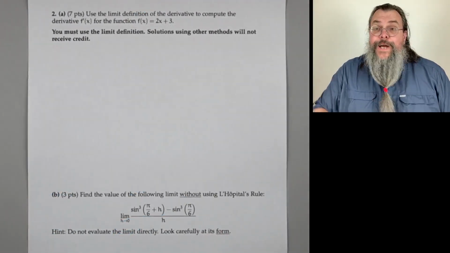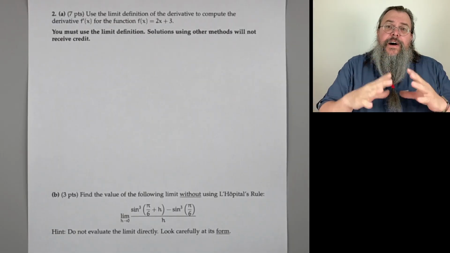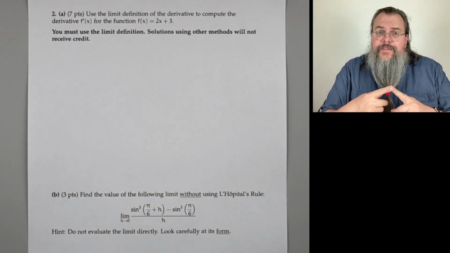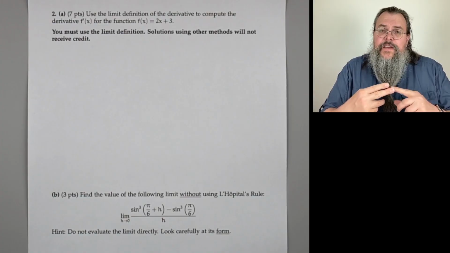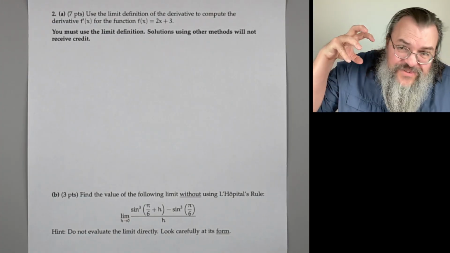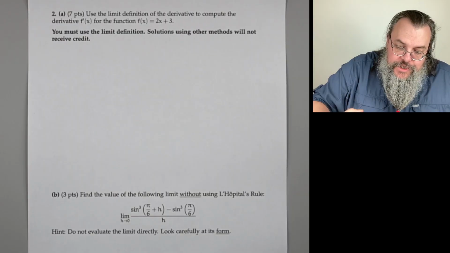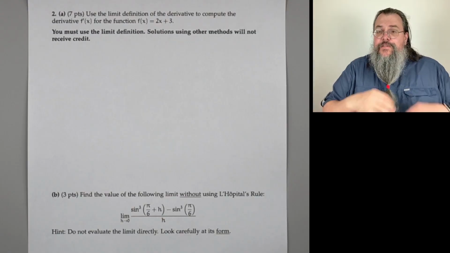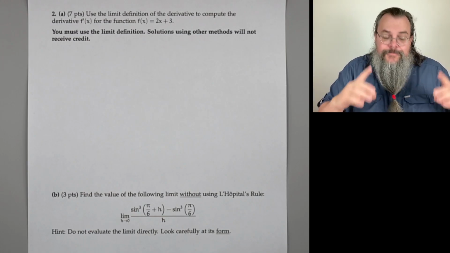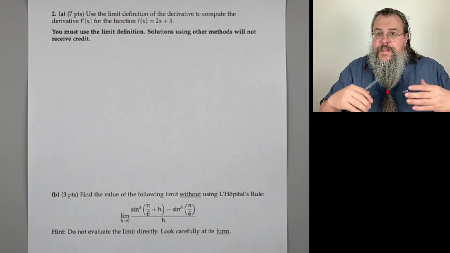Number 2. Use the limit definition of the derivative to compute the derivative f prime of x for the function f of x is 2x plus 3. And it gives us this really, you must use a limit definition. And solutions using other methods will not receive credit. Okay. All right. Well, this is sort of to be expected, right?